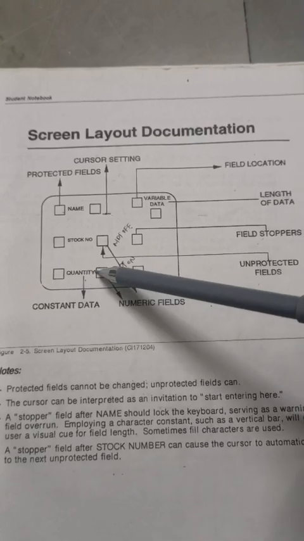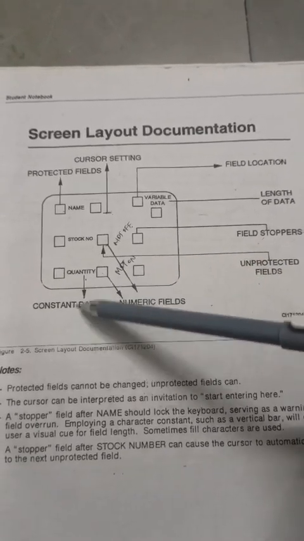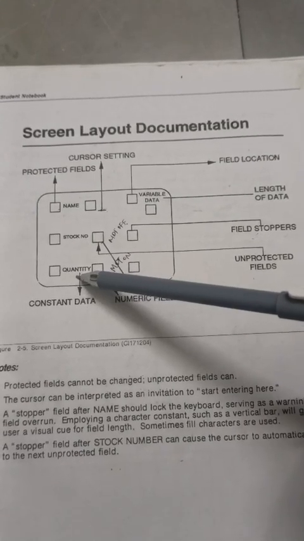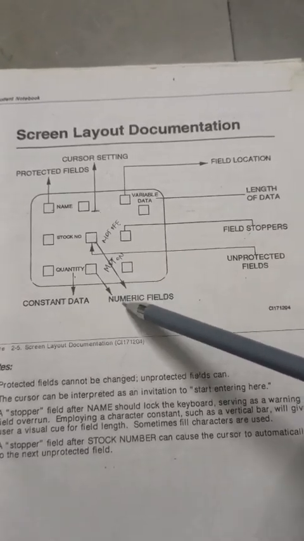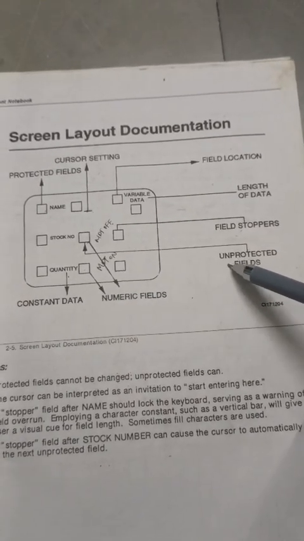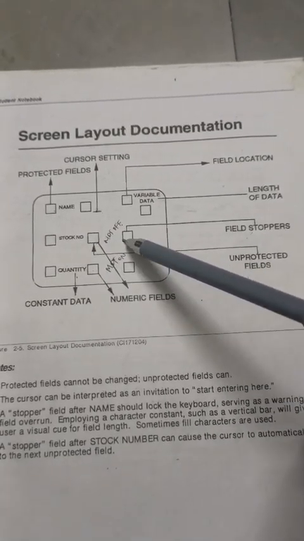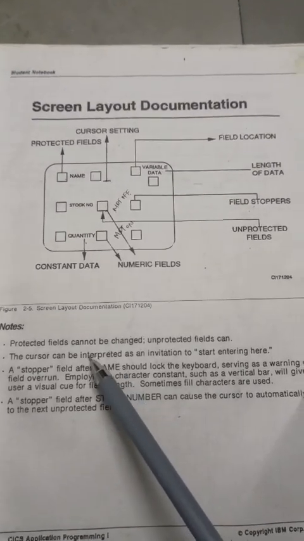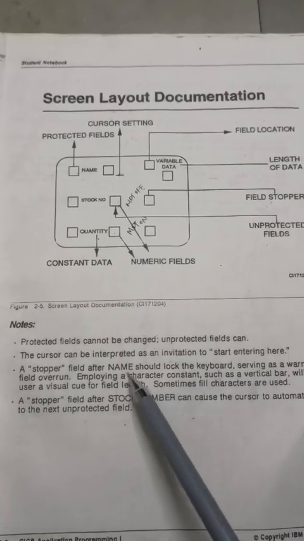Next, I am going to enter the quantity, and this is the layout of the constant field. This is constant user data, whatever the text is, the quantity is constant data being displayed. This is a numeric field, and we will see how to define the numeric field. And the stock number is an unprotected field. We will see how to protect this field. There are some parameters. A protected field cannot be changed; unprotected means we can change the data.